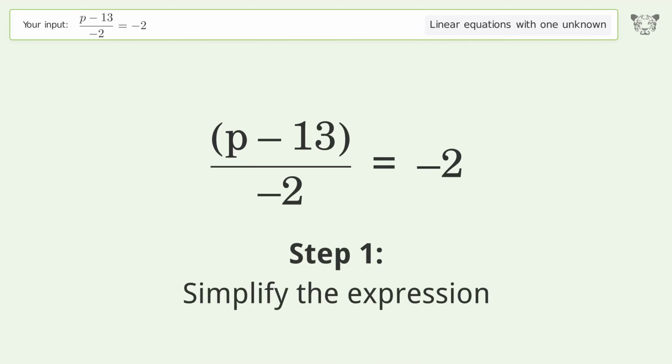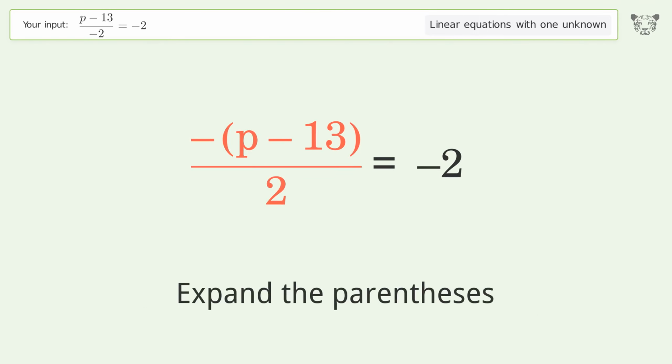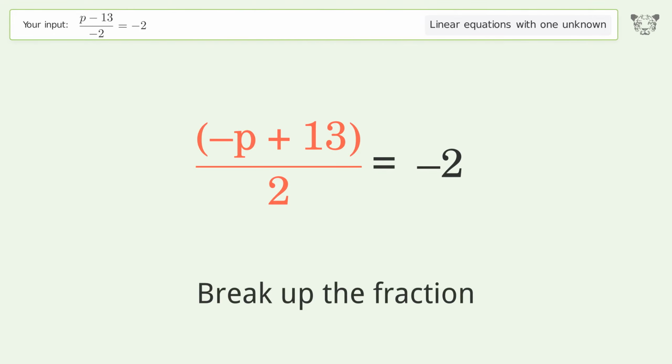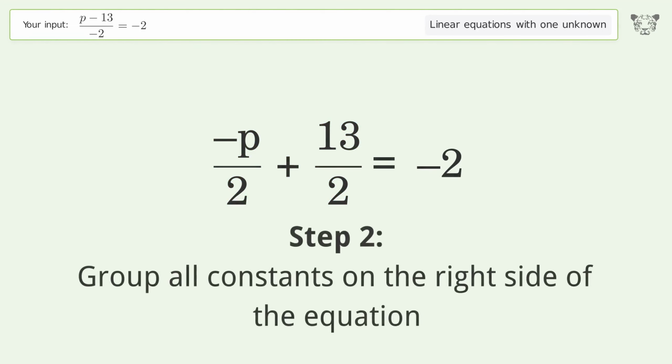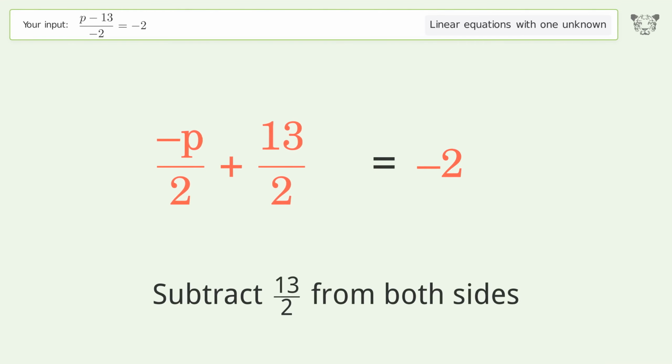Simplify the expression. Move the negative sign from the denominator to the numerator. Expand the parentheses. Break up the fraction. Group all constants on the right side of the equation. Subtract 13 over 2 from both sides.